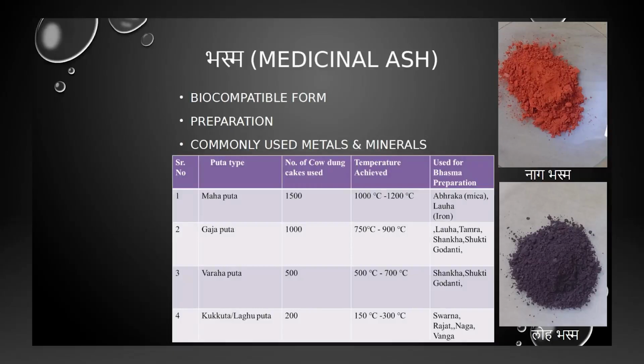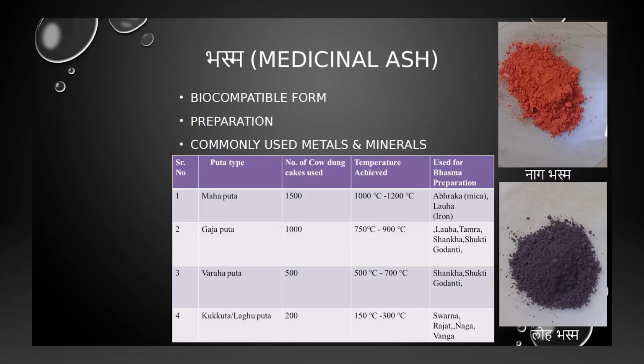The fundamental concept of Rasa Shastra is to transfer metals and minerals into biocompatible forms that can be safely used for medicinal purposes. Metals and minerals are transformed to nanoparticle size by using the traditional methods of drug preparation, so they can be easily absorbed by the body.